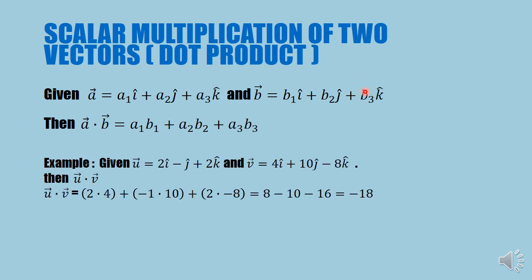Okay, for example, if I have factor U equals 2i minus j plus 2k, and factor V equals 4i plus 10j minus 8k, then the dot product of these two factors is 2 times 4 plus negative 1 times 10 plus 2 times negative 8. And then you add all of these numbers. 8 minus 10 minus 16 equals negative 18. This is the result of the dot product of factor U and factor V.